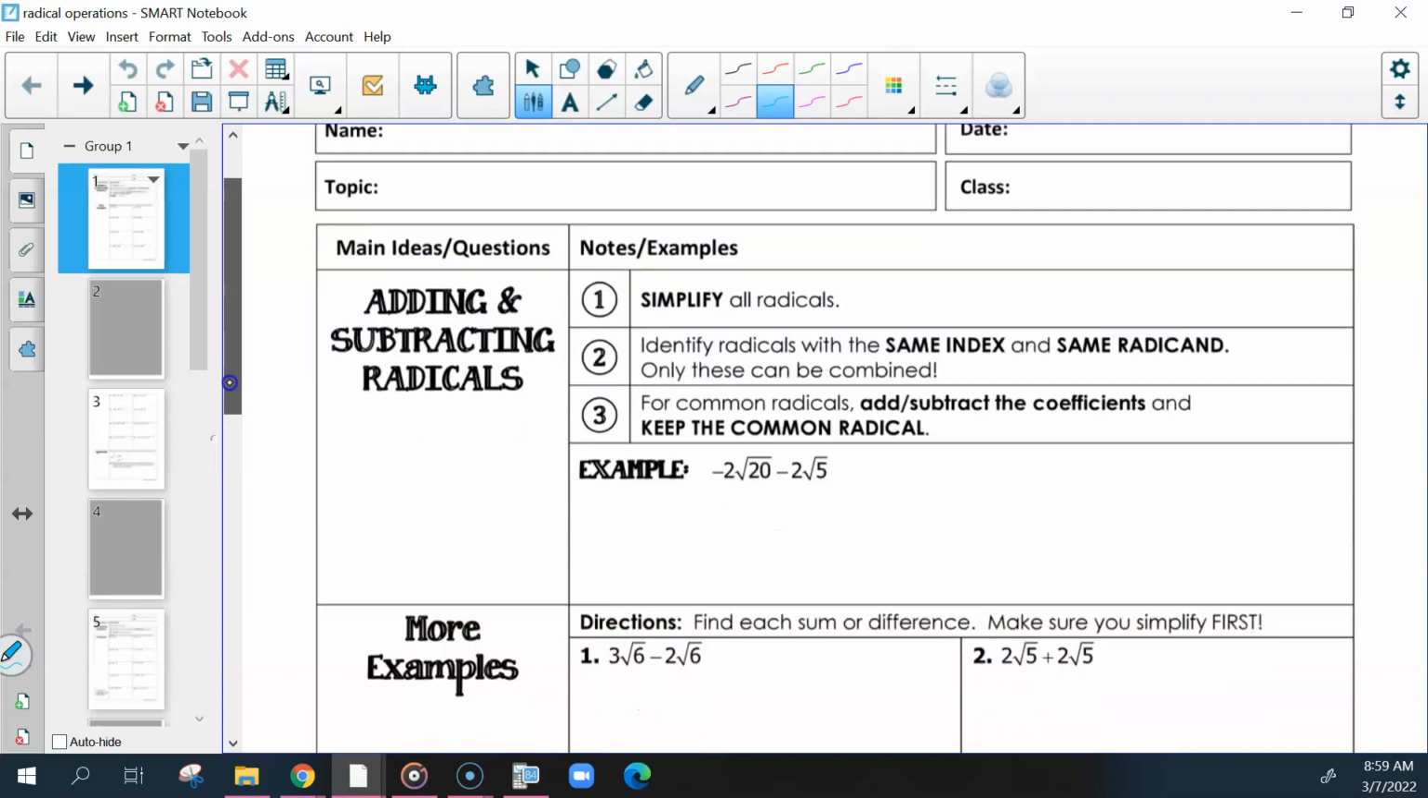So far we've talked about how to simplify square roots and cube roots, and square roots with variables and cube roots with variables. Now we're going to be doing radical operations where we're adding and subtracting and multiplying radicals together.